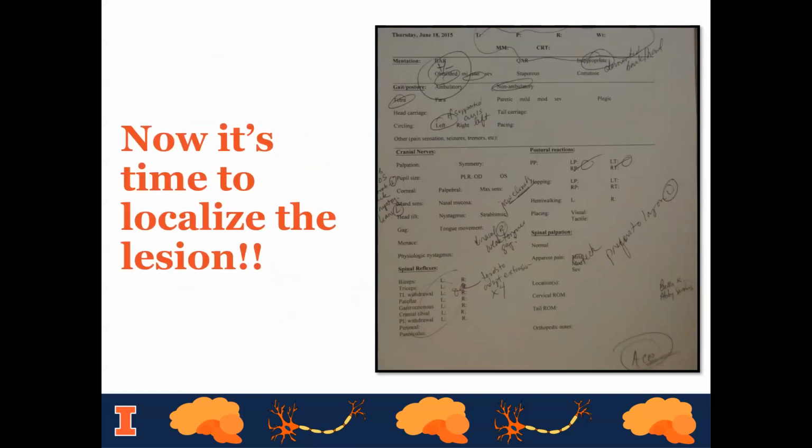So when we do our exam, we're always trying to look for abnormalities, and then we put all those abnormalities together into a list, and we use that list to help us localize the lesion, or tell us where the problem is coming from in the nervous system. So that is a topic for another day, but this concludes the discussion of how to perform the neurologic exam.